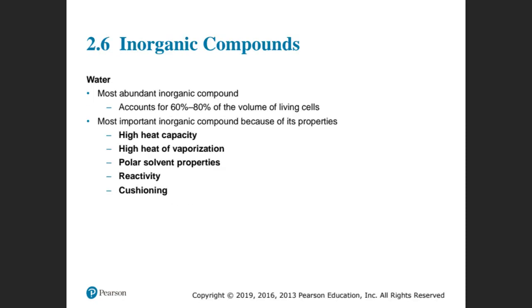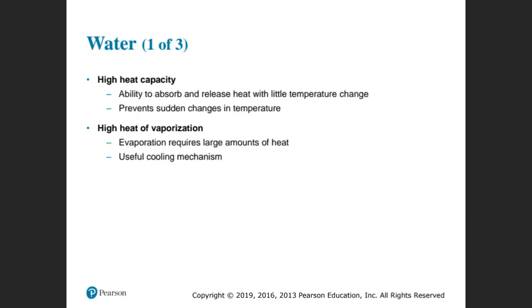Water is the most abundant inorganic compound, and it makes up about 2/3 or so of living cell volume. And so it has some unique properties that we talked about in part 1 that give it these different characteristics, like high heat capacity, where water is able to absorb a lot of heat and also release a lot of heat with little temperature change to the water. And so this helps to prevent sudden shifts in the temperature of the water.